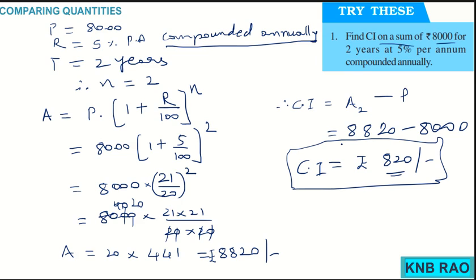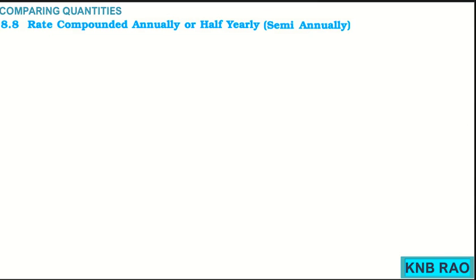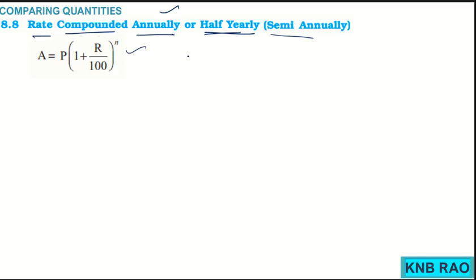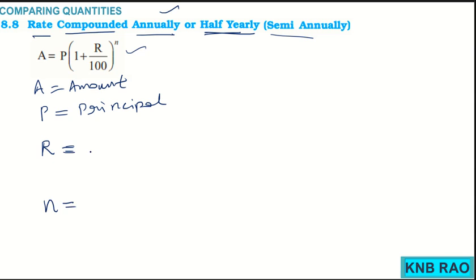Now from this formula I need to discuss with you one more important topic called rate compounded half yearly. Instead of annually, I have half yearly. Annually you have already learnt. Now you need to know half yearly. This half yearly is also called semi annually. See children, the formula is very well known to you. This is the formula. Remember here, this is amount, this is principal, but there is a special name for R and a special name for N, which I am going to tell you.